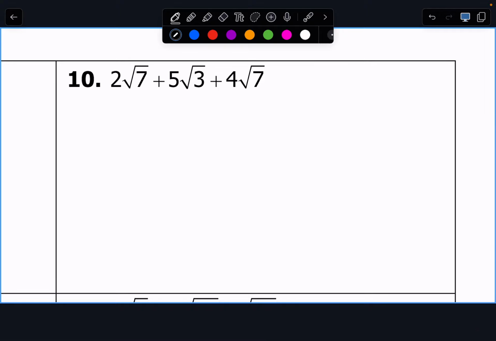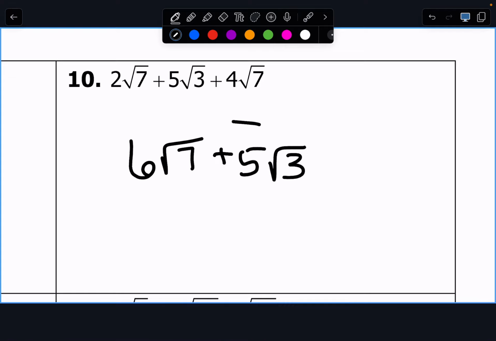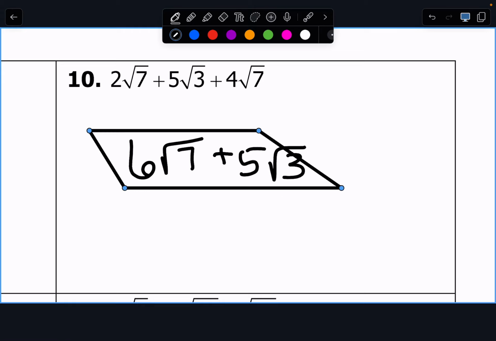Write down your answer for number 10. I don't know what those noises are. Oh, wait, wait. But I hope they're helping you think. Rachel, what answer did you write down? 6 radical 7 plus 5. And how do you feel about Rachel's answer? Okay. Look at that beautiful trapezoid I just drew.